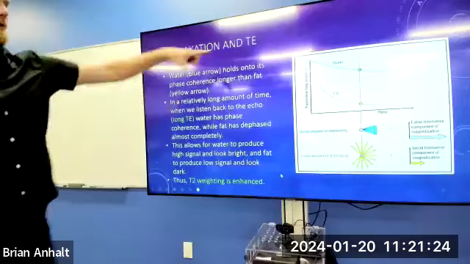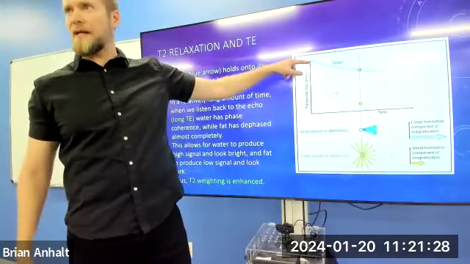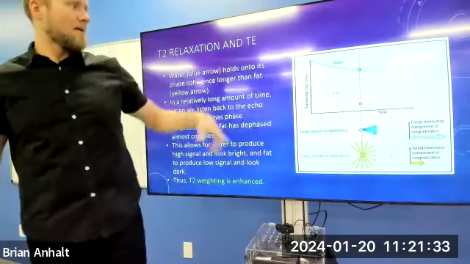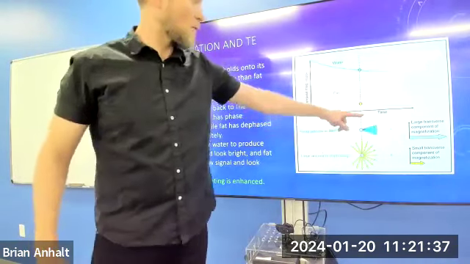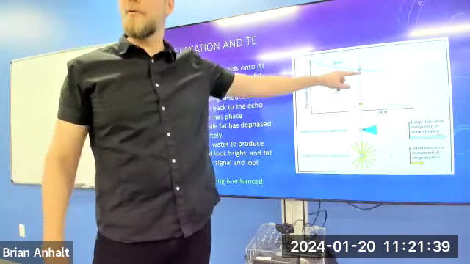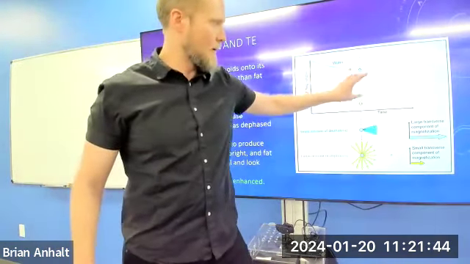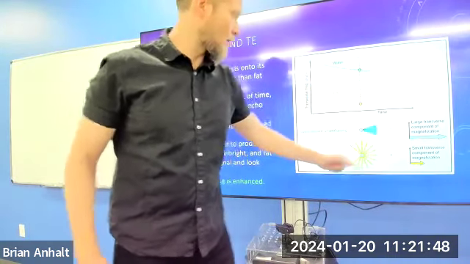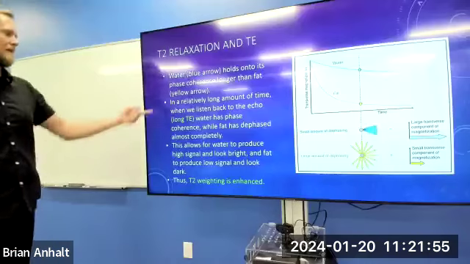So here's the signals diminishing for a long TE, right? We start off at 100% from all of them because we flipped everything into the transverse plane. And then we wait. Fat decays quicker, goes out of phase much faster. Water holds on to its phase coherence, produces a lot more signal. If we wait a long period of time, we are going to get bright water and dark fat. The blue arrow holds on to its phase coherence longer than fat, the yellow arrow.